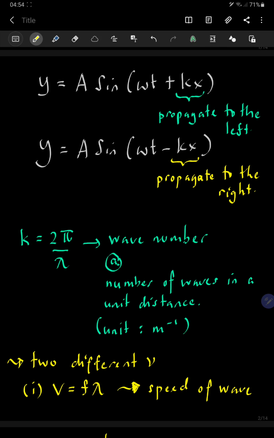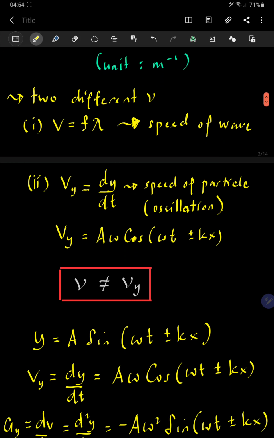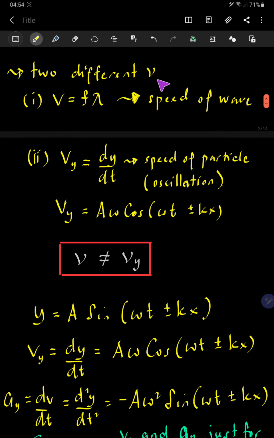In this chapter we have two different speeds. The first one is v equals f lambda. This is the speed of the wave. The second one is vy, where vy equals dy over dt. So we need to differentiate y with respect to t. For this, we are discussing the speed of the particle which is under oscillation.